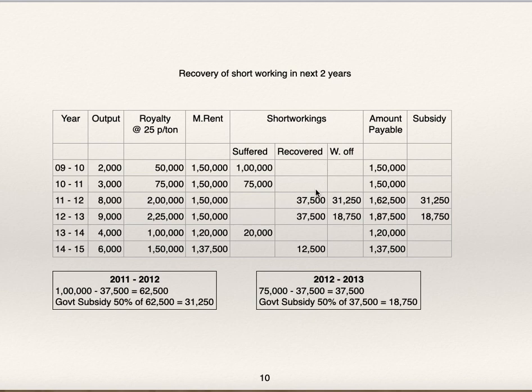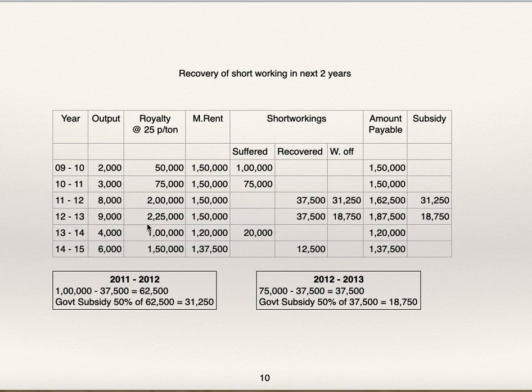Again no. Why? Because he is supposed to get 50% of unrecoupable short working from state government as cash subsidy. So see here, for the year 11-12, 1 lakh minus 37,500. He could recover 37,500. Difference is 62,500. Out of that 50%, 31,250, he can get as cash subsidy from state government. So the remaining 31,250, 50% of 62,500, is to be written off.